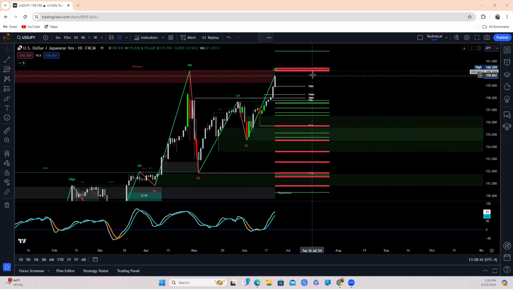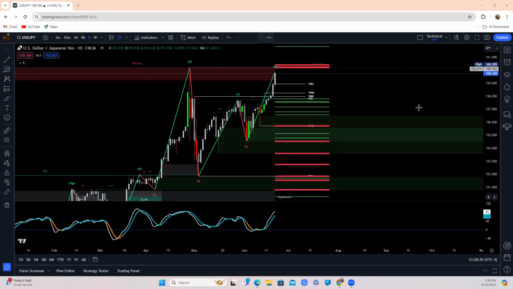All right, as we can see here, there's the daily chart for USD JPY, which is basically the main currency or instrument that I'm trading right now for this current challenge that I'm in.